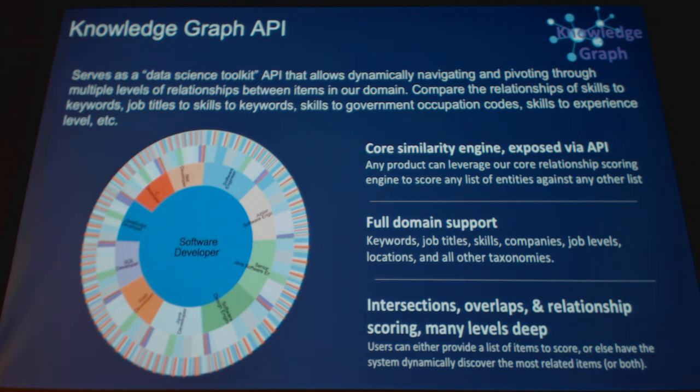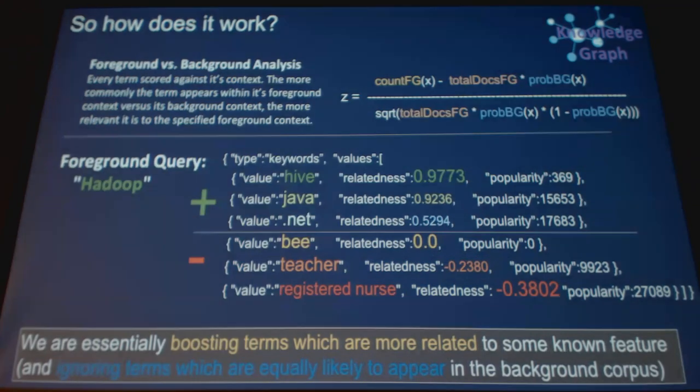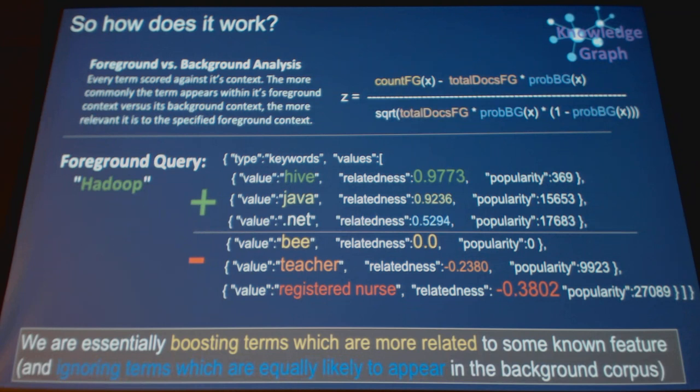So a couple of things we can do with this. One, it serves as our core similarity engine that's exposed by an API. It has full domain support for all of our taxonomies in our domain. And then, like I said, we can look for intersections and overlaps between things. If I want a skill by skill matrix or a job title by job title matrix, I can figure out what the most related things within that are. And this is basically how it works.